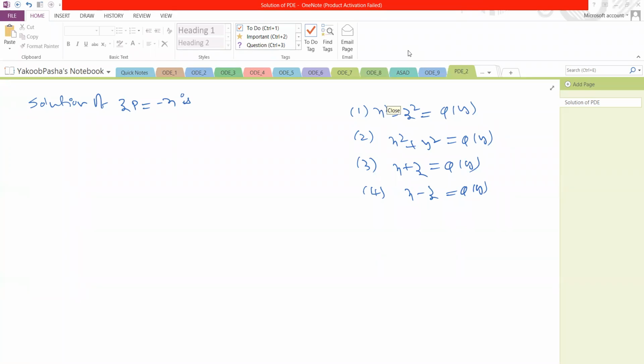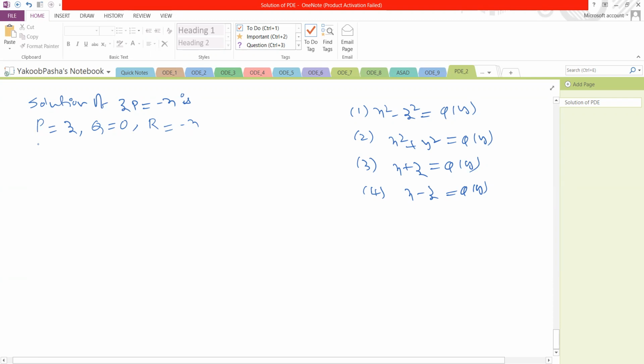First we have to write the p value. P = z, Q = 0, so x² + z² = phi of y. Let us look at our problem: zp = −x.